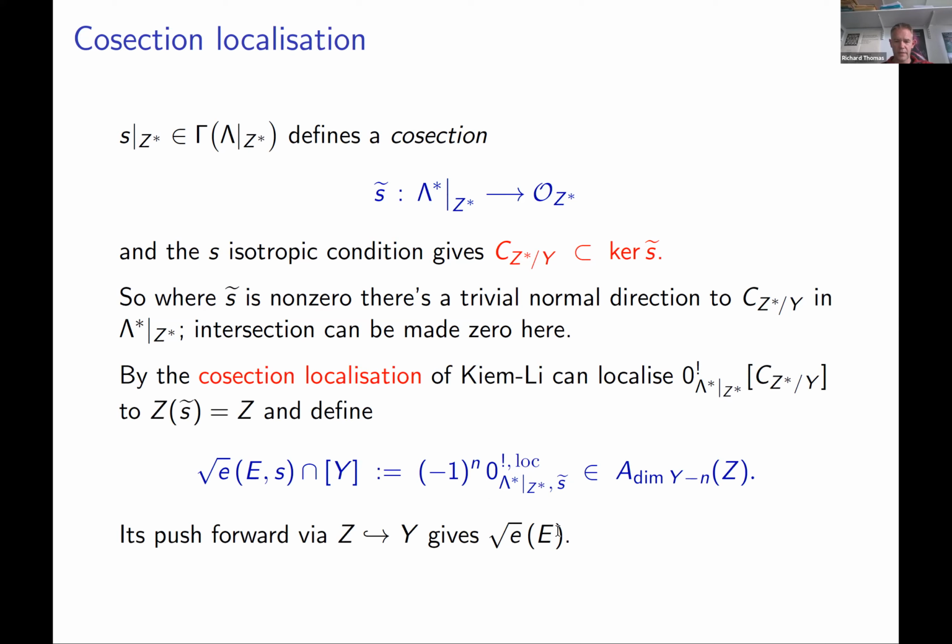Oh, I've missed something. I beg your pardon. That should say this localized Gysin map, and then I'm missing the cone there because I want to apply it to the cone. And they give this way of constructing this localized intersection, which has been localized to the zeros of the cosection. And what are the zeros of the cosection? They're precisely that Z that I started with.